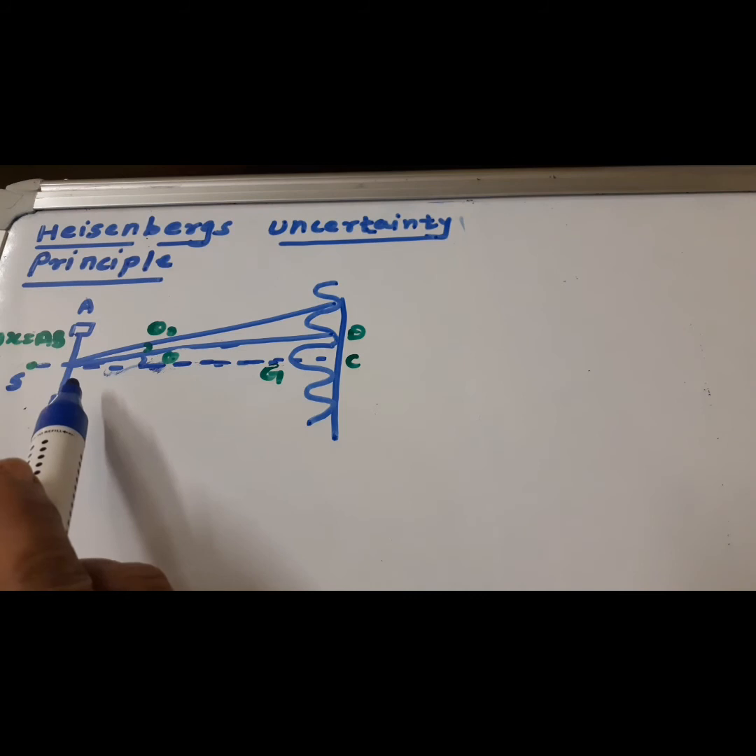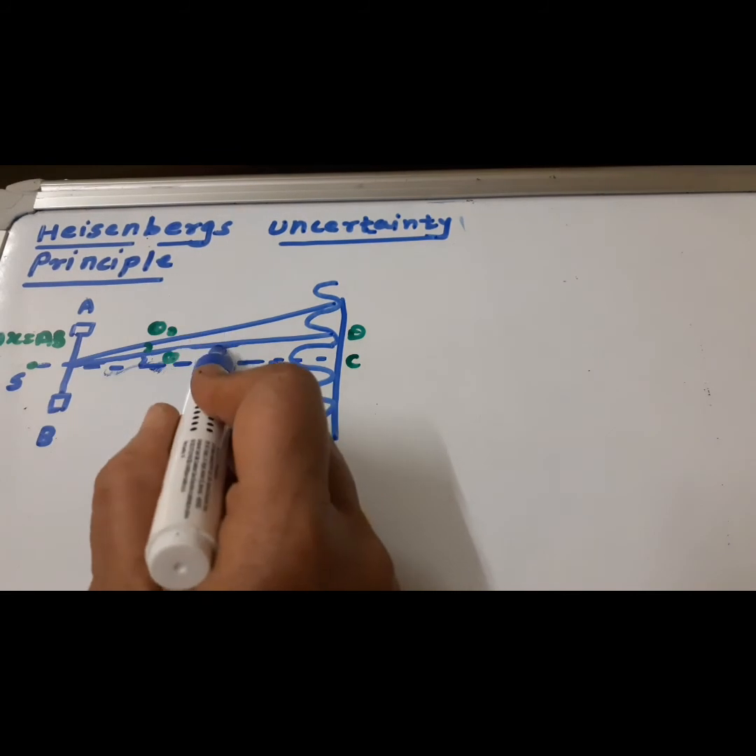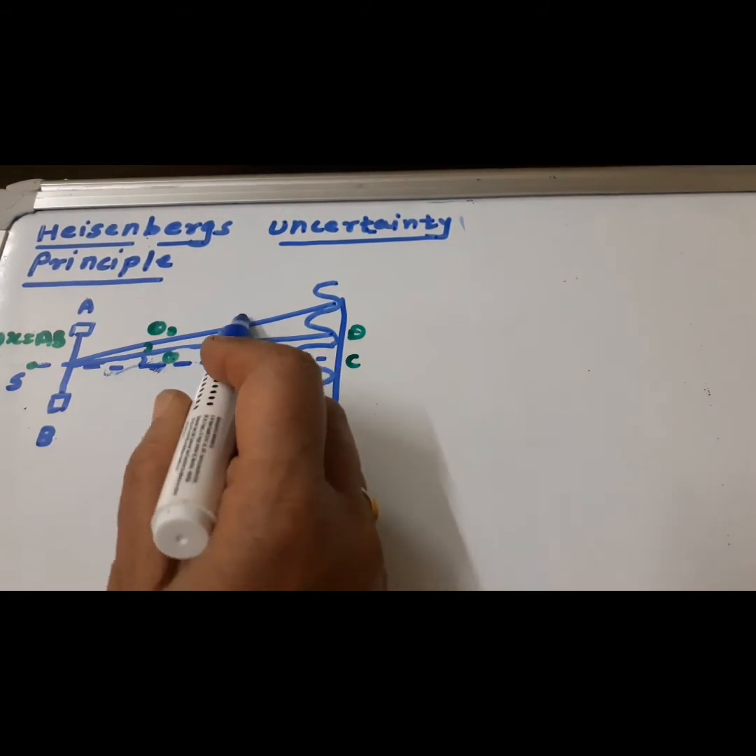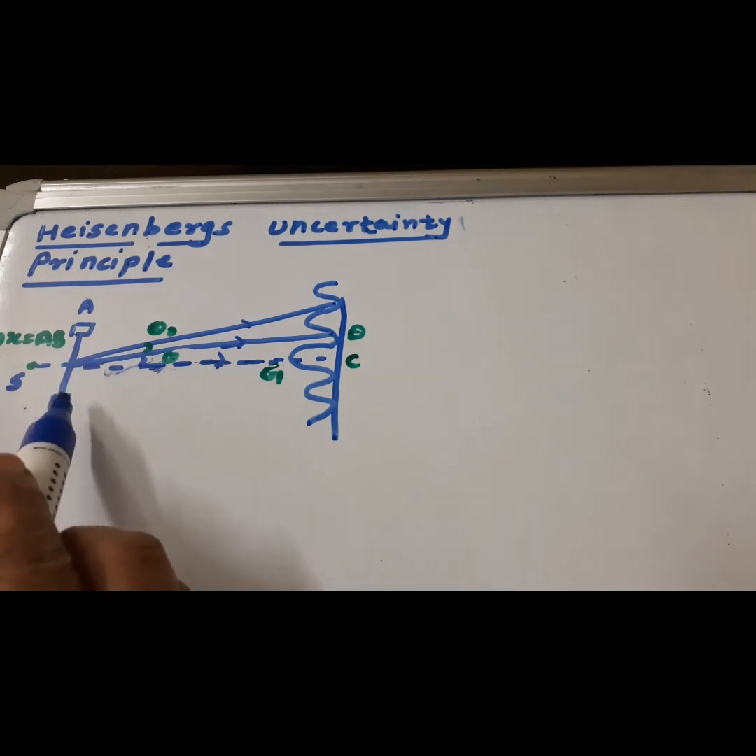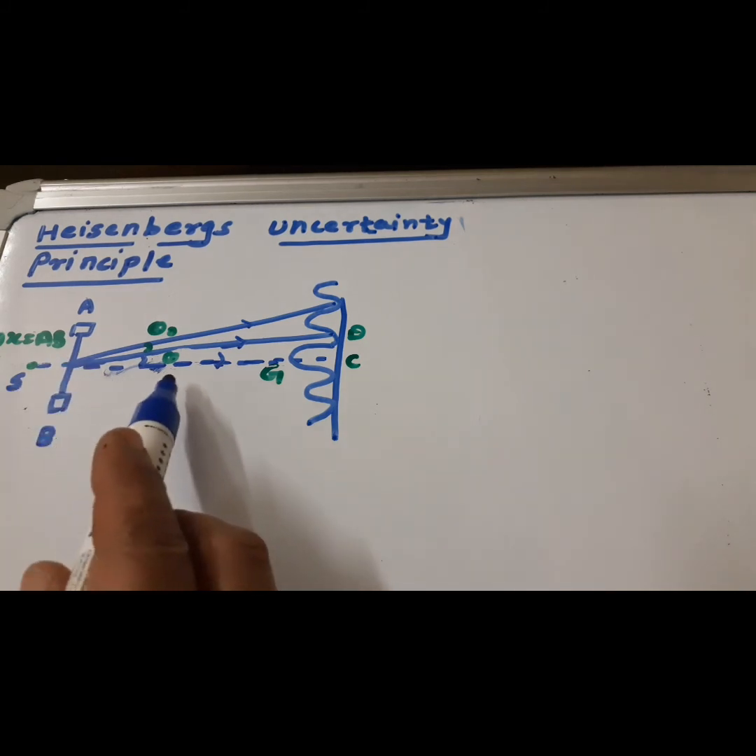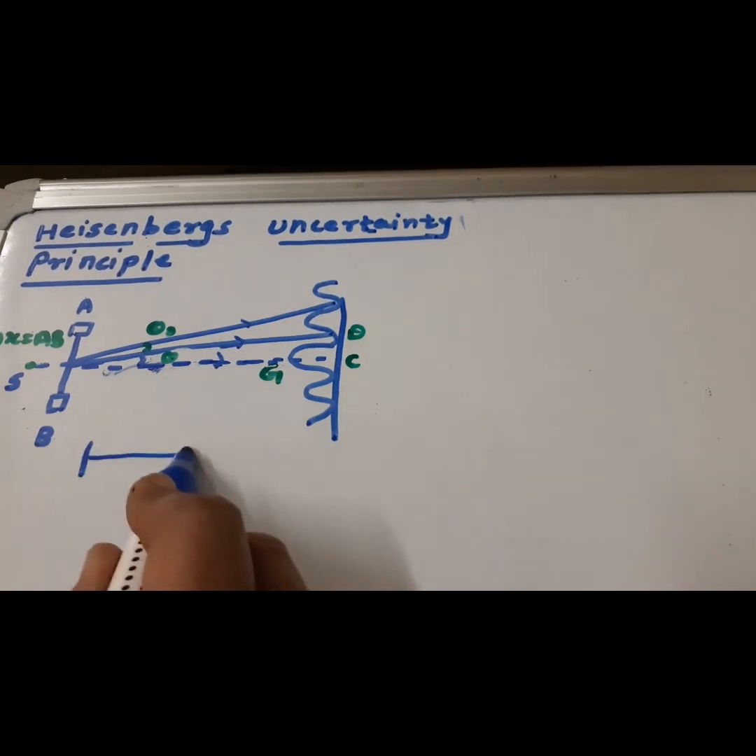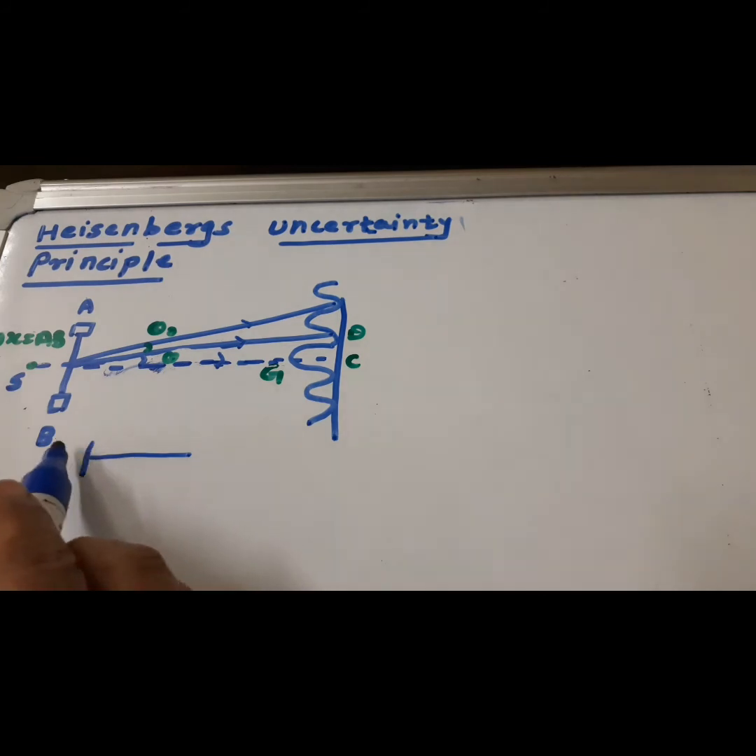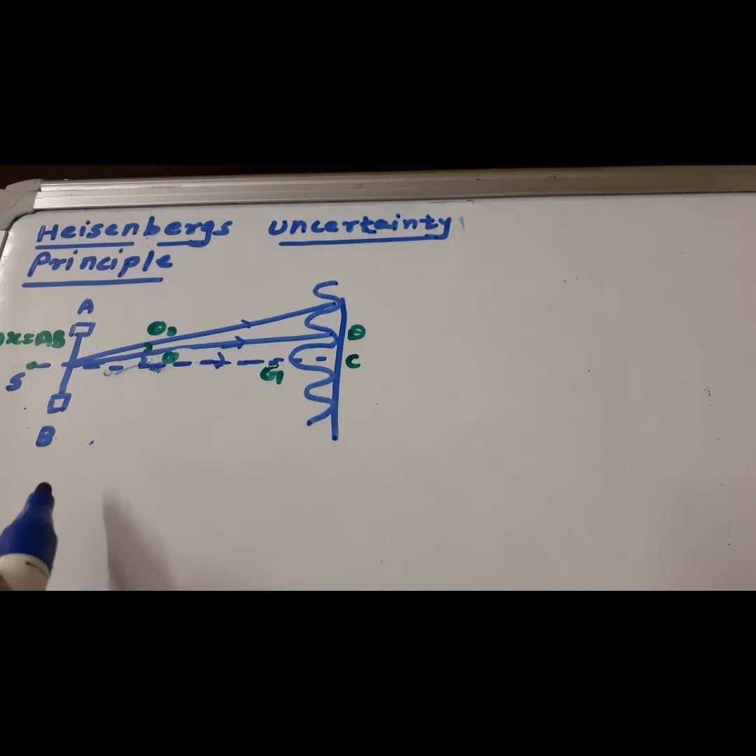Consider the beam of particles, that is electrons, traveling in the direction shown in the figure. The electron is traveling in this direction. The slit AB of width delta x is perpendicular to the path of the electron, because the slit width is this one and the path of the electron is this. So this is perpendicular to the path of the electron.